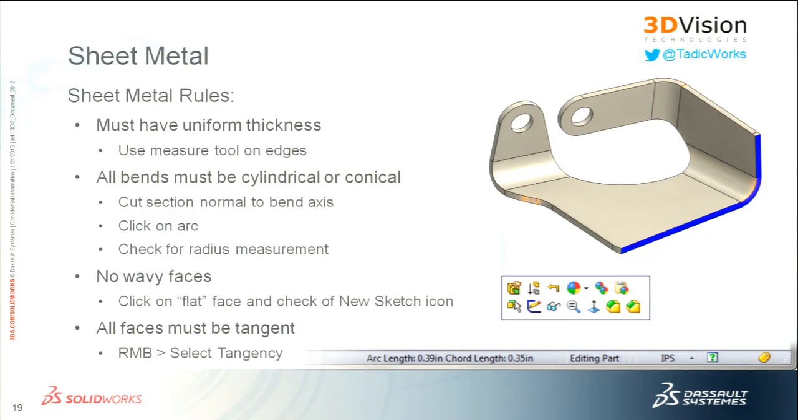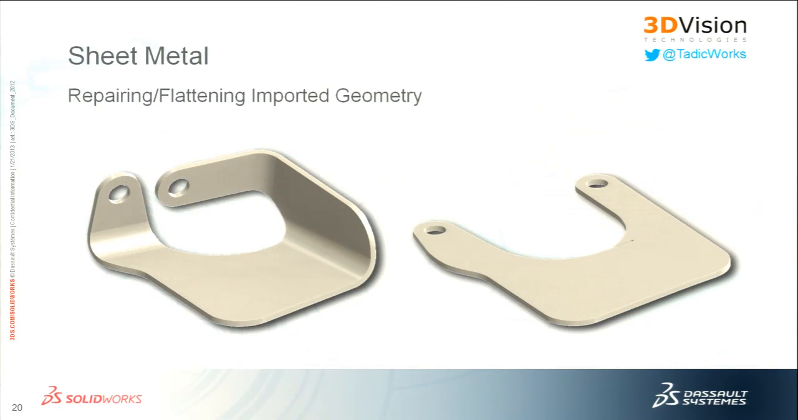My favorite, the very first thing I do, is actually at the bottom of the list. I right-click a face and hit Select Tangency. If I don't highlight all the faces on one side of the model, then I know there's something wrong. One of the bend faces is not tangent to the flat face, and right there we've already got ourselves a problem. Okay, so there are great ways to fix this geometry with surfacing tools.